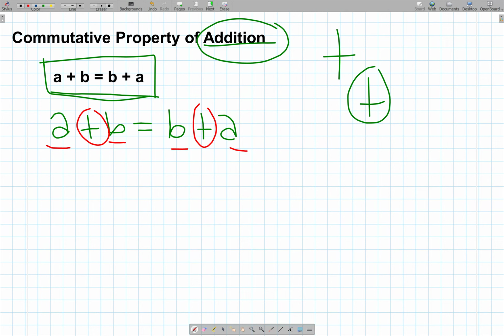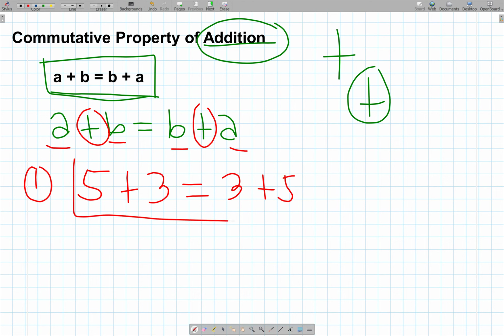For example, sa number tayo, no? Example number 1, meron 5 plus 3 is just equals to 3 plus 5. O, ang ibig sabihin nito, property is the property or commutative property of addition. Commutative property of addition, no? Commutative property of addition yan.